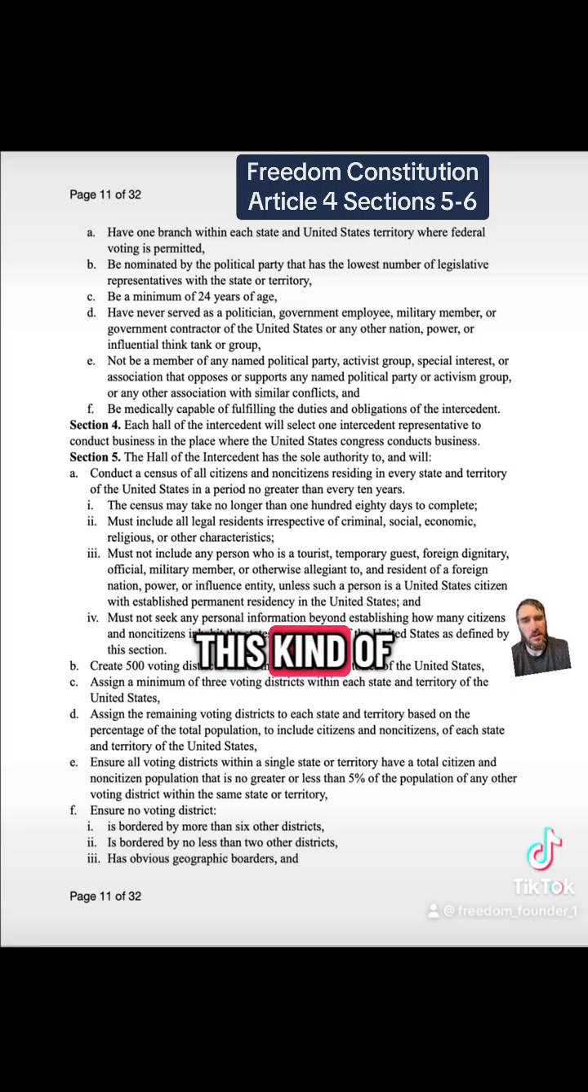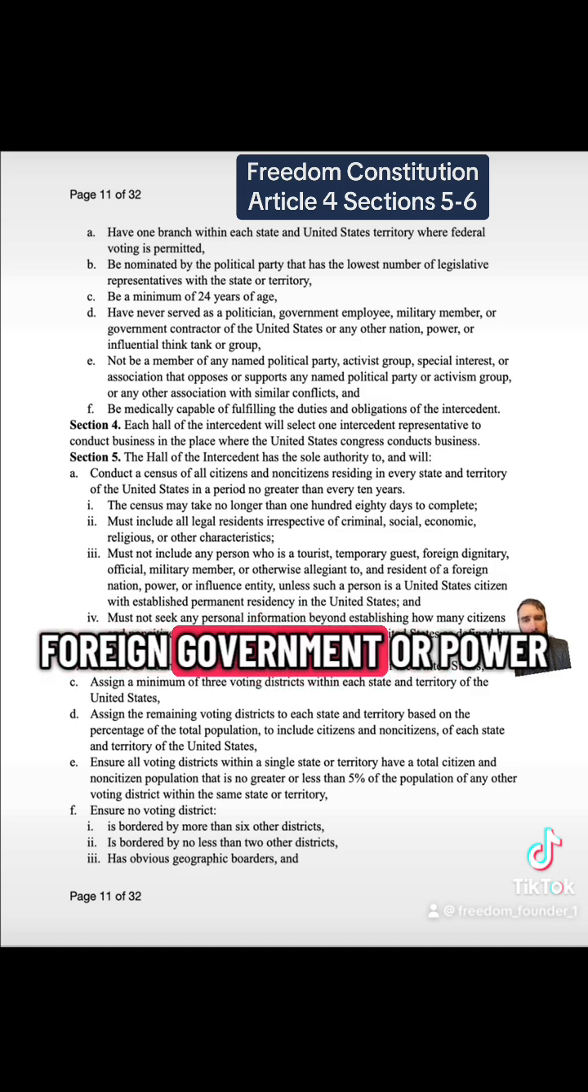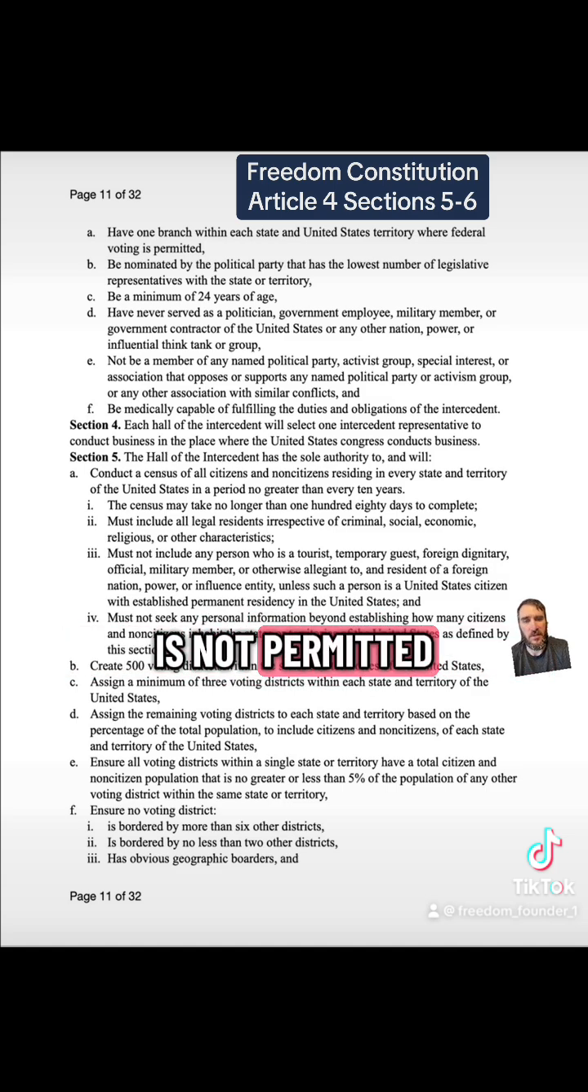This kind of sounds like double talk, but what it's saying is that anyone who's in the United States as a guest or as a representative of a foreign government or power is not permitted to be counted in the census unless that person is a United States citizen and has the intention of staying in the United States for the remainder of their lives, and then they can be counted in the census.